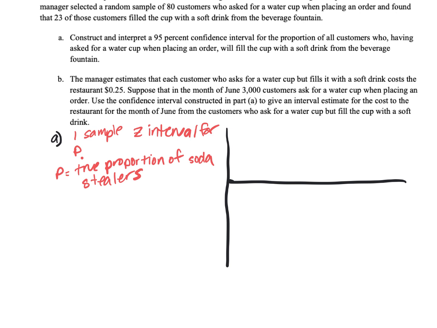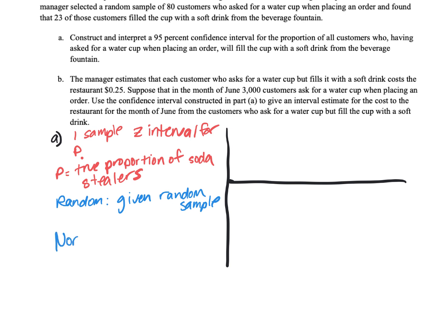Okay. Everybody good so far? Does this feel reasonably close to what you're supposed to already know how to do? All right. So then let's do the next part, which is checking our conditions. So we're going to do random. I think we were given a random sample. Yeah, random sample of 80 customers. Okay.